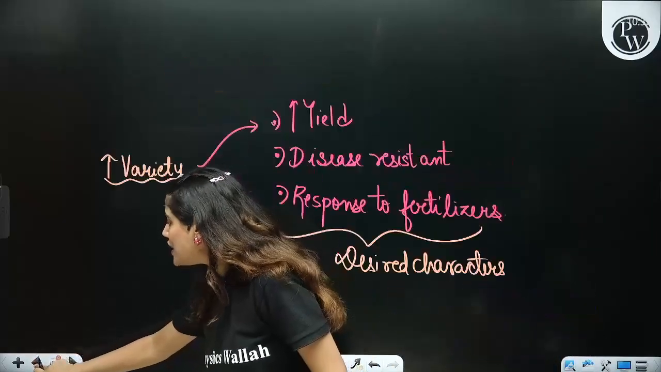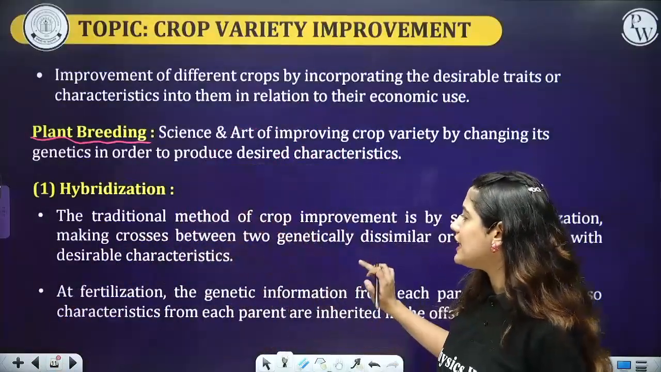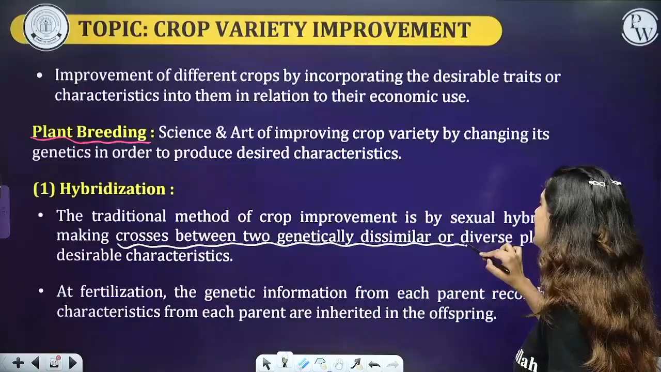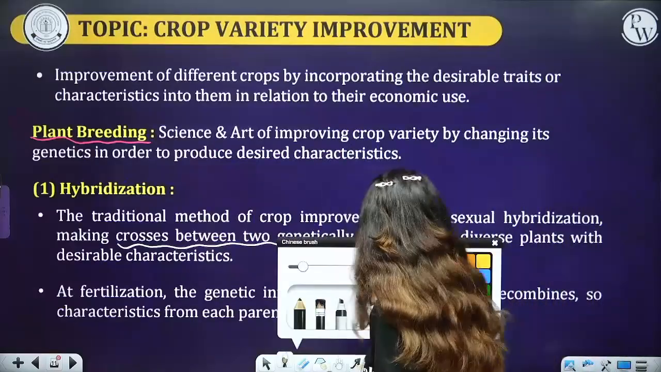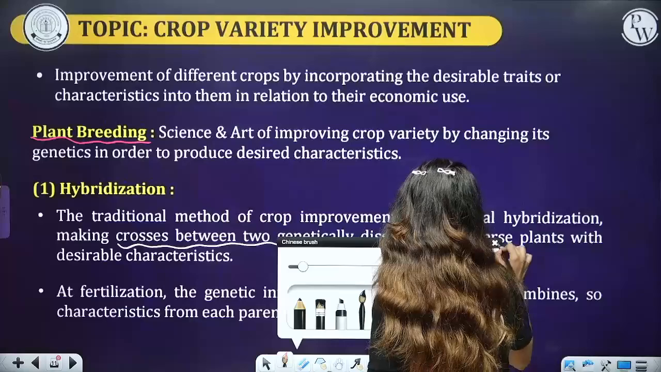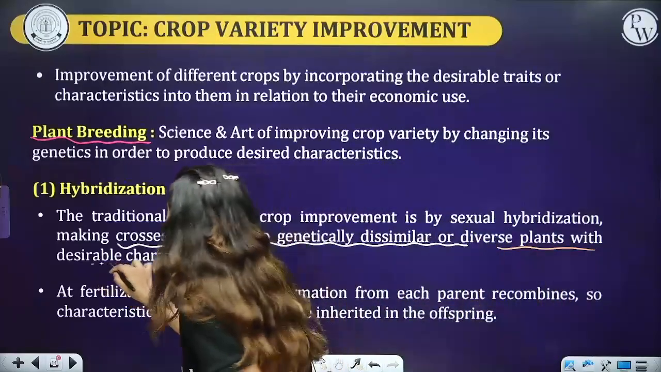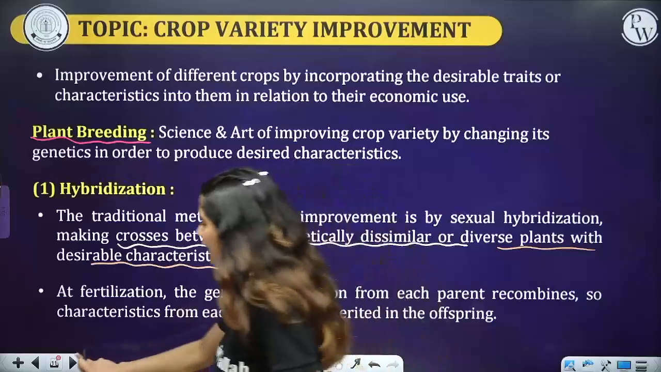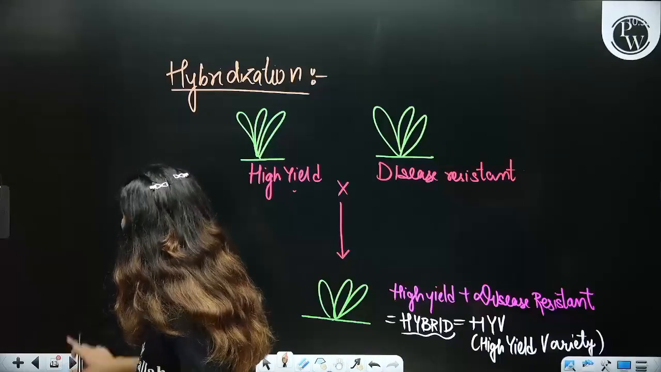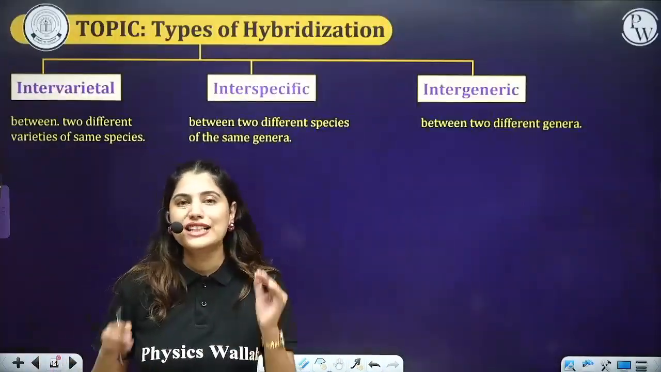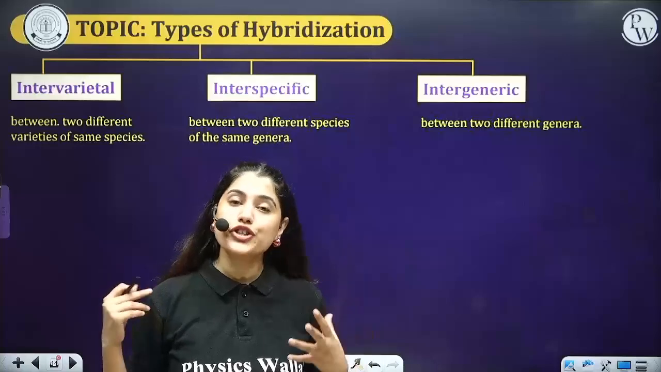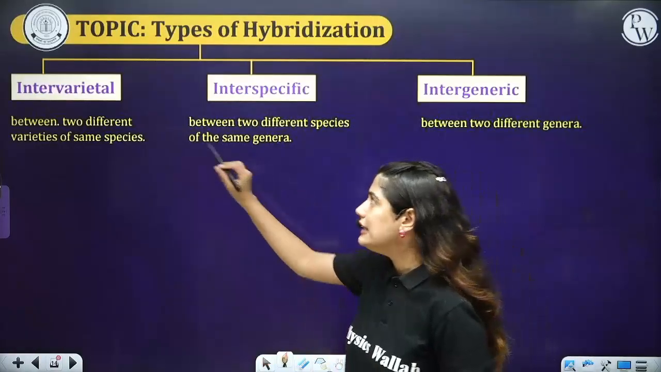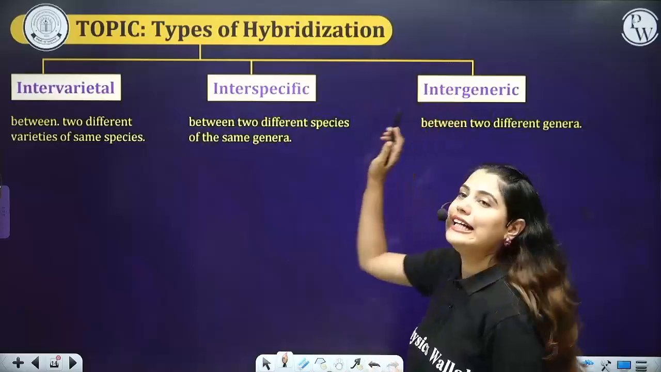So that was about hybridization, where we are making a cross between two genetically dissimilar plants, and we are getting the desired characteristics, right? I have told you the desired characteristics have come. Moving forward, this hybridization is of three types, based on what sort of plants we are crossing. It is of three types: intervarietal, interspecific and intergeneric.